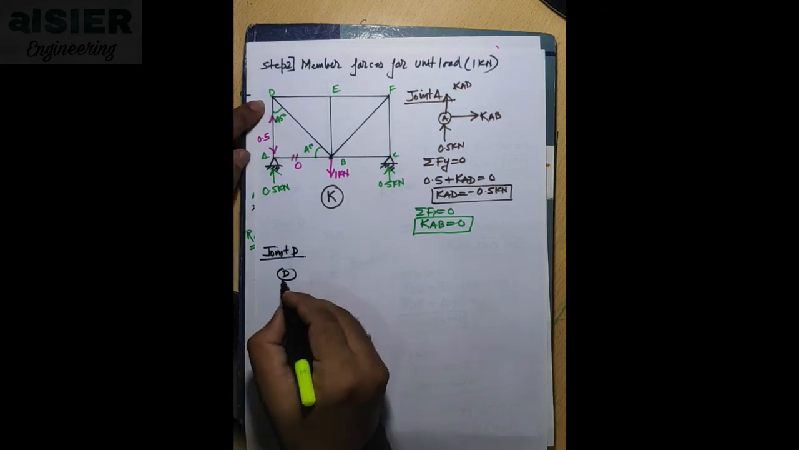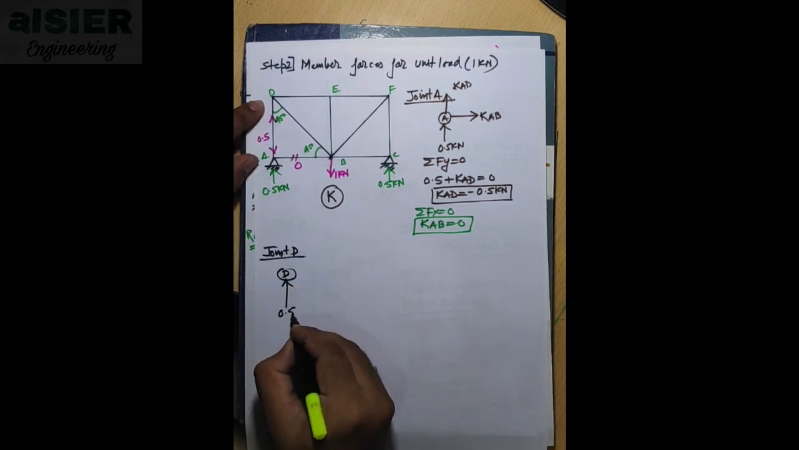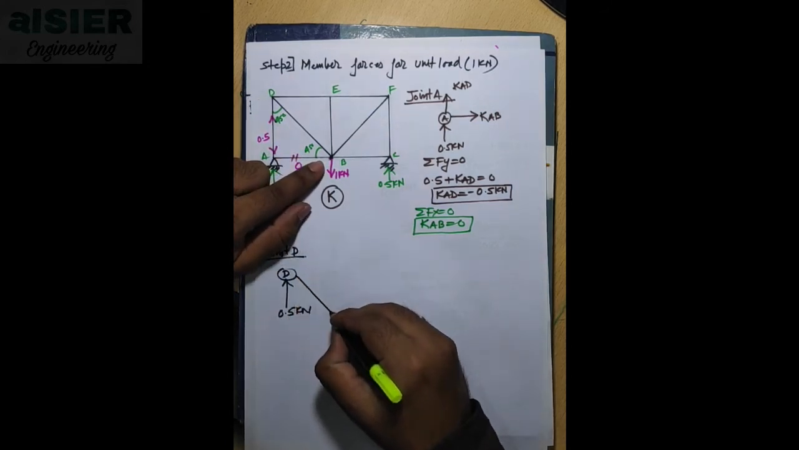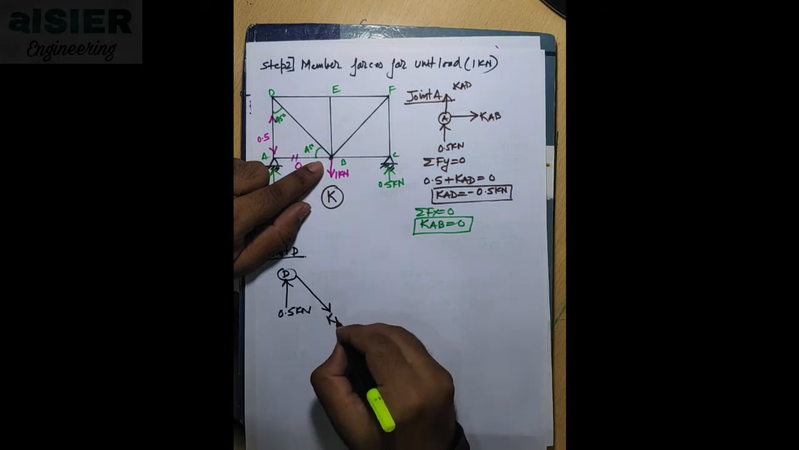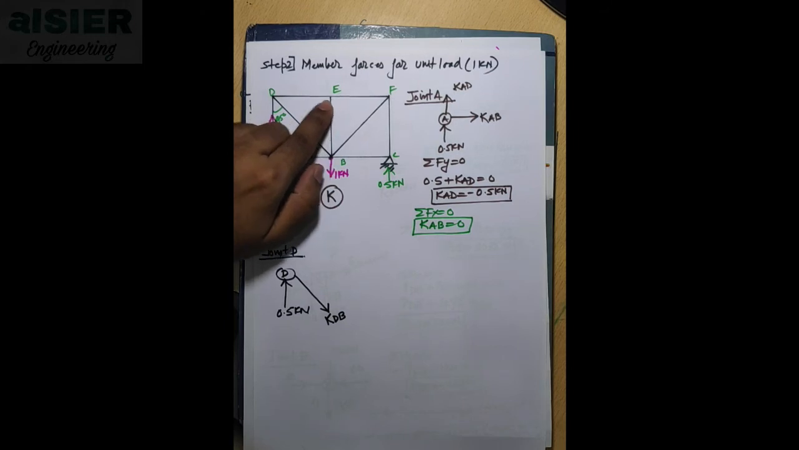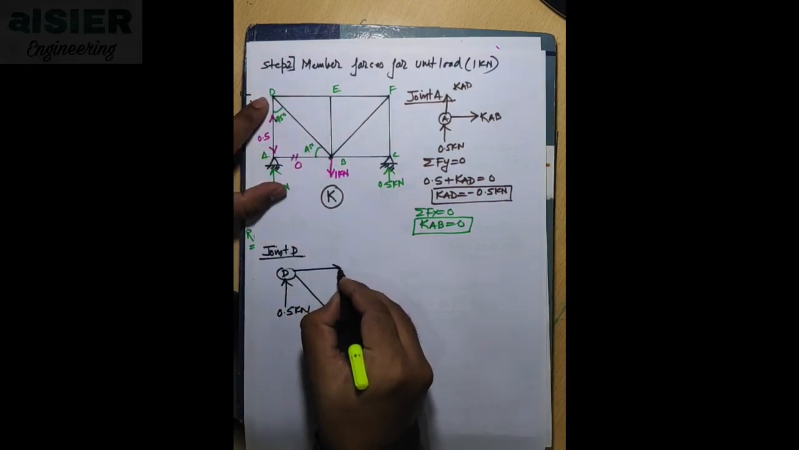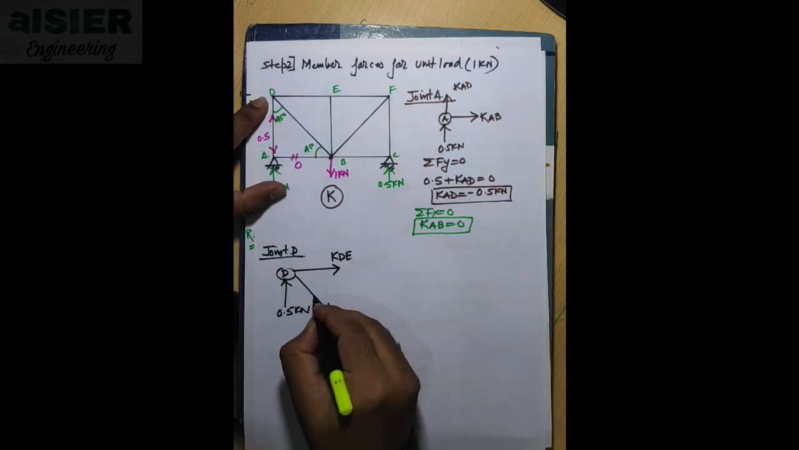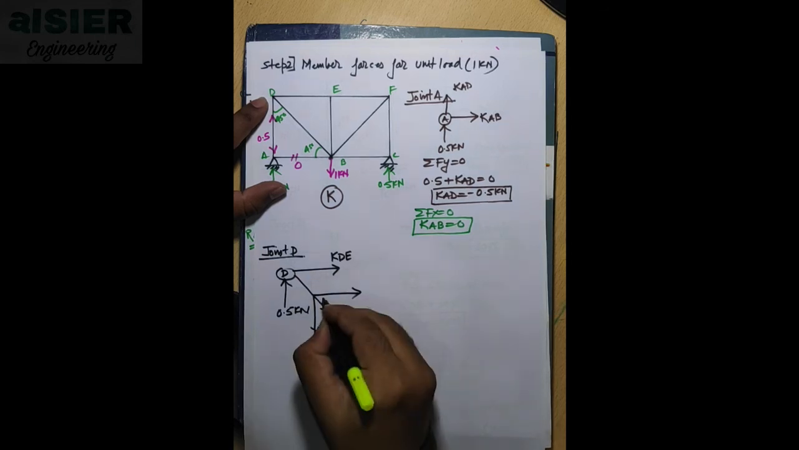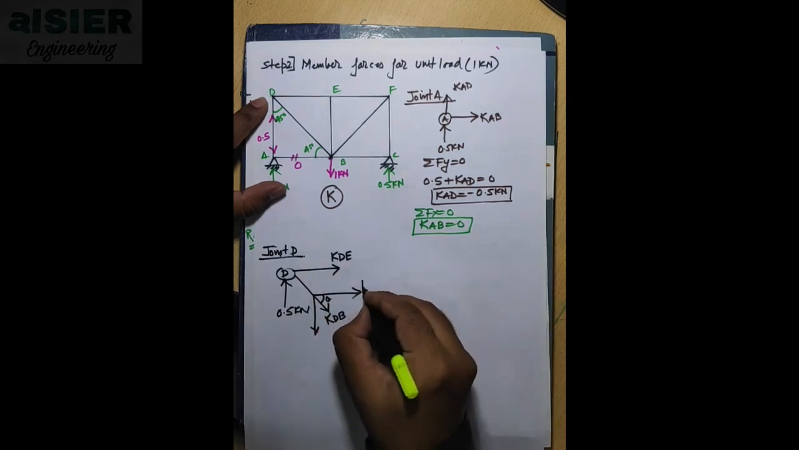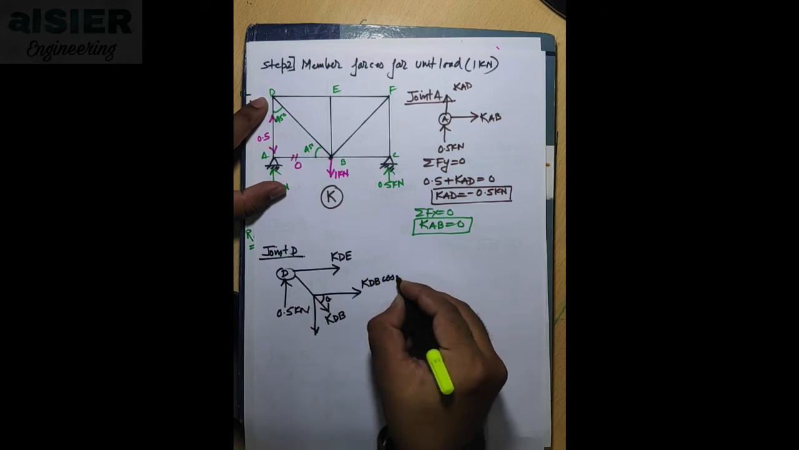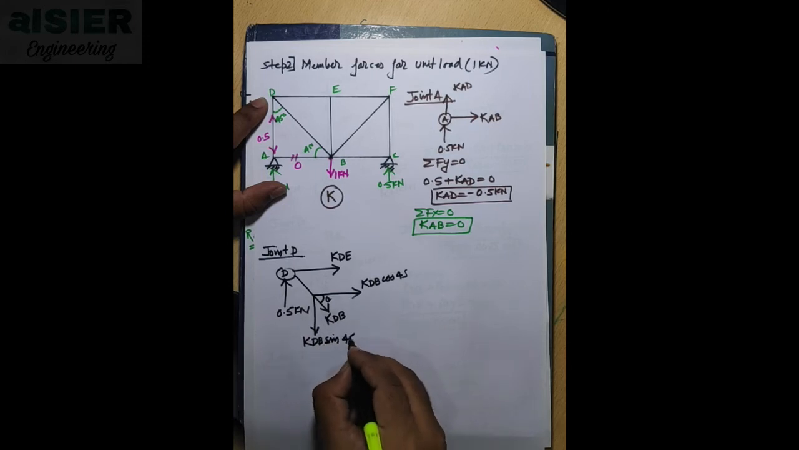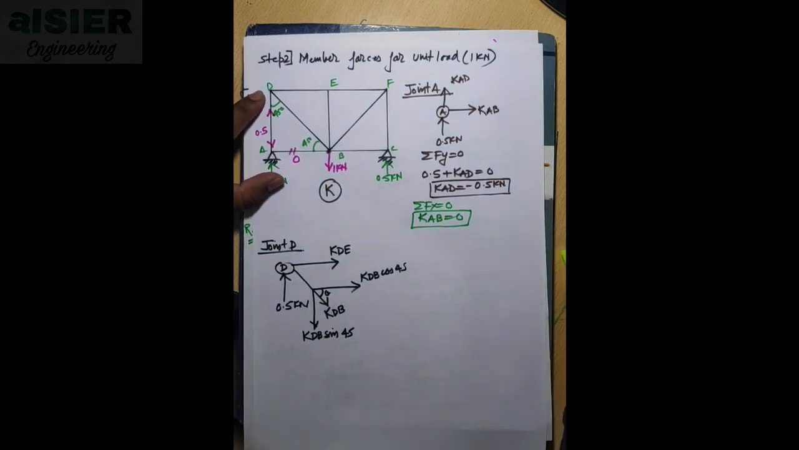Now this force is towards D of 0.5 kilonewton. This is a member DB, so let us consider it is away from the joint and write down it as KDB, and this is also one member connecting at D, so consider it is away from the joint and name it as KDE. Okay, now we will resolve this into two forces, horizontal and vertical. So consider this as theta, that is 45 degrees, so this will be KDB cos 45 and this is KDB sin 45, right?